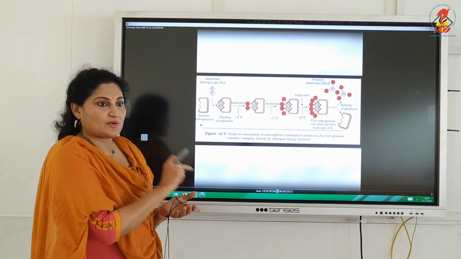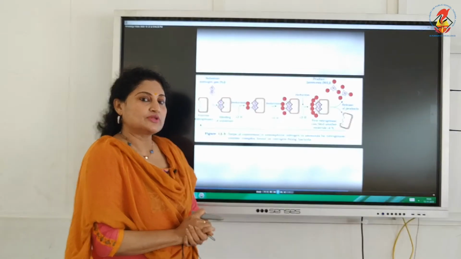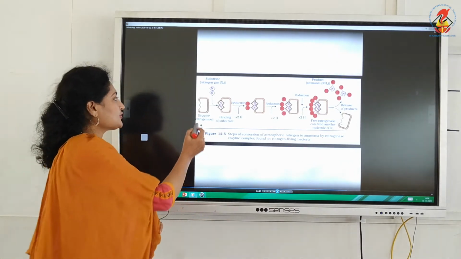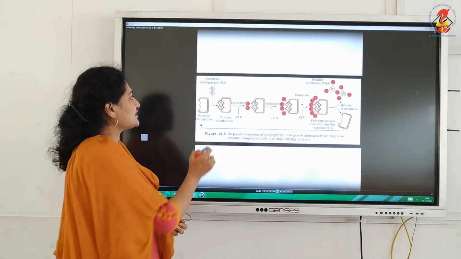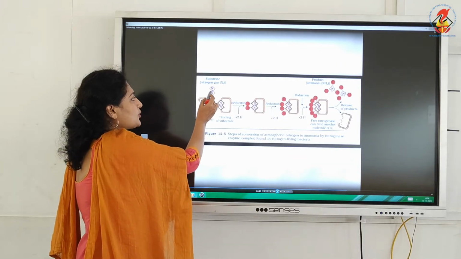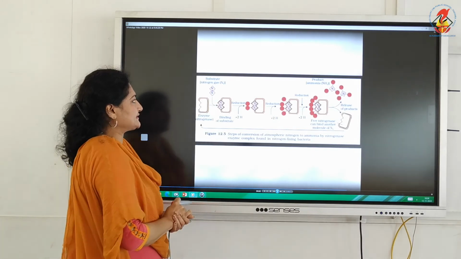The enzyme responsible for this conversion of atmospheric nitrogen into ammonia is the enzyme nitrogenase, which is indicated in yellow color. See how we have drawn the enzyme with the active site. Look at the shape of the active site. It is specific to the substrate, and here the substrate is nitrogen gas, which is drawn in proximity to the active site of nitrogenase.